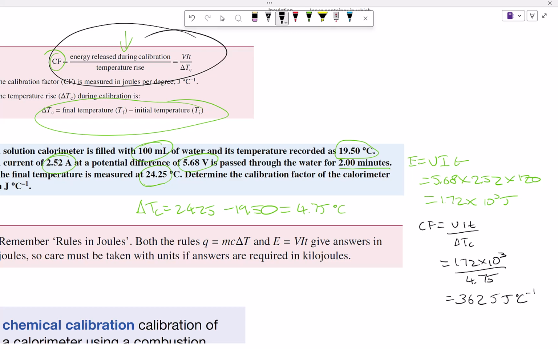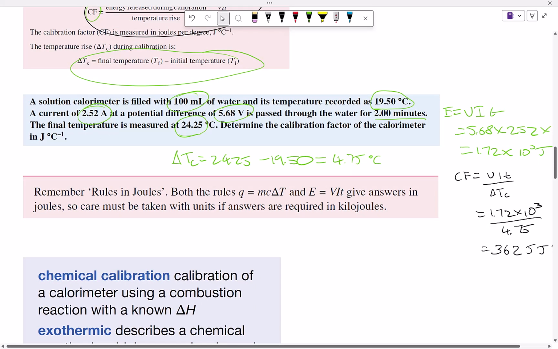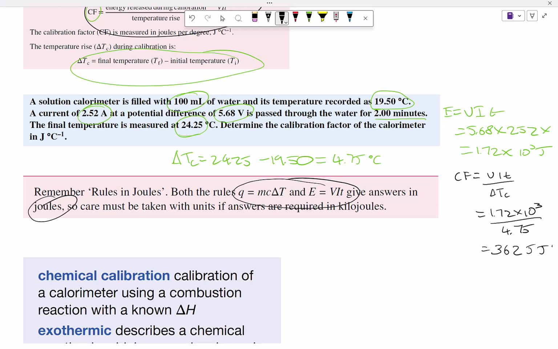Just remember something I noted before, and it's a useful little thing to remember here, is that these calculations are done in joules. So if any answer happens later on and it needs to be converted, you need to be able to convert to kilojoules or go from kilojoules back to joules. All right.